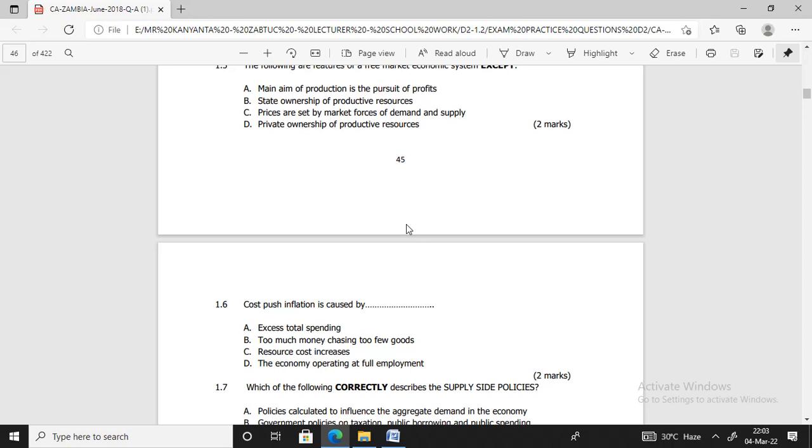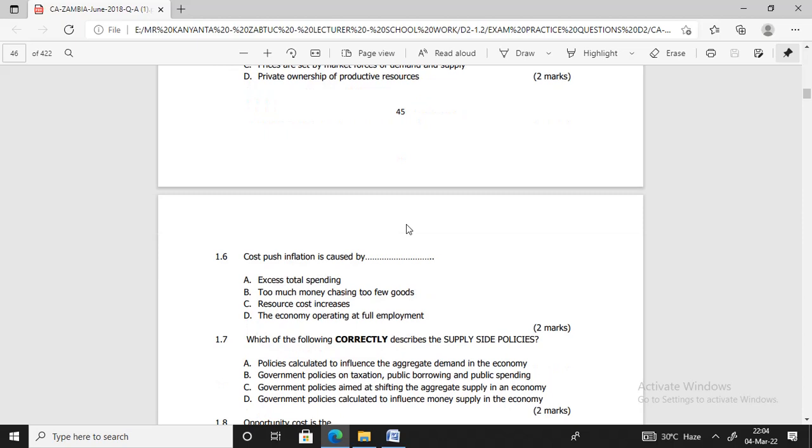Then we have cost push inflation, which is the inflation caused by the increase in the cost of production. So resources costs. You see, resources, these are factors of production. Resources are things we use in production. So if the cost of the resources goes up, the cost of labor, capital, and of course you can include land, it goes up, you are going to have inflation. So the correct option for the cost push inflation is C, which is the resource costs increase.